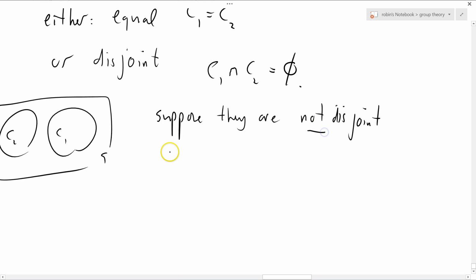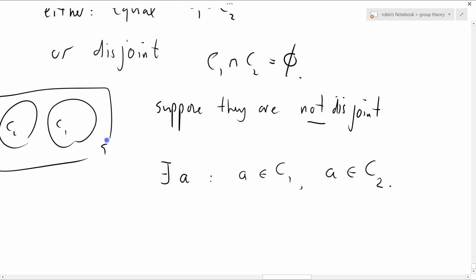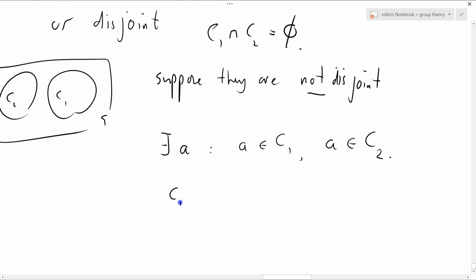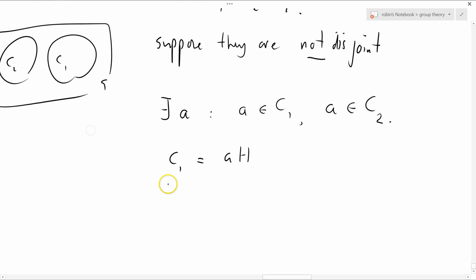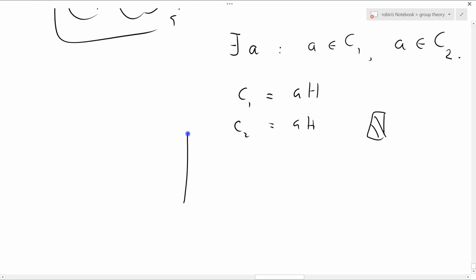So they are not disjoint, and this means that there exists an element A, let's say, such that A is in C1 and also A is a member of C2. So what that tells me there is that C1 equals AH by the previous screencast where I proved that, and C2 equals AH, QED.